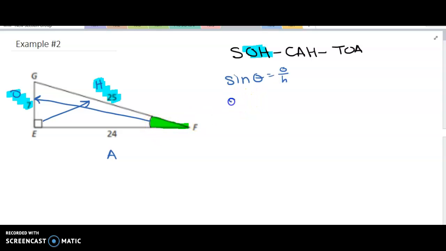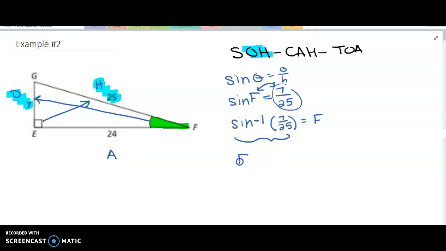Okay, so here I can say sine of angle F, so sine of F equals my opposite, which is 7, over my hypotenuse, which is 25. So I know the value of the sine of angle F, but I don't know the angle measure. So that's when I use inverse sine. When I use inverse sine, these two flip. So inverse sine of 7 over 25 equals F. And if I plug this into my calculator, I get that F is roughly 16.26 degrees.